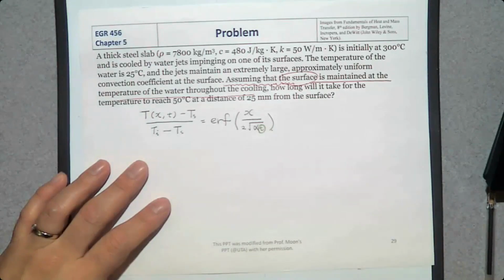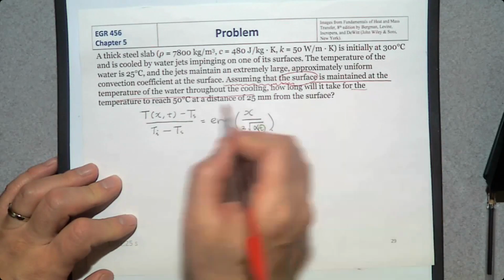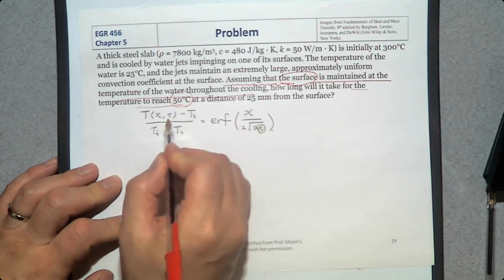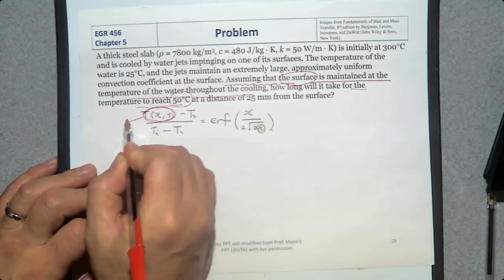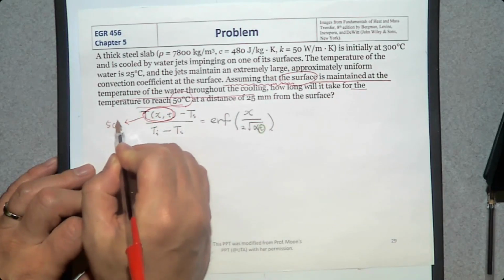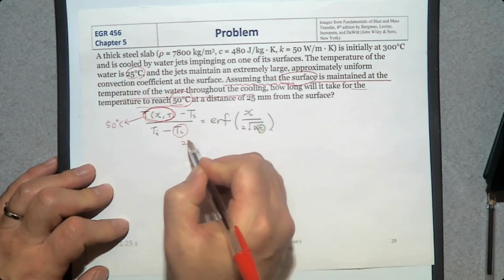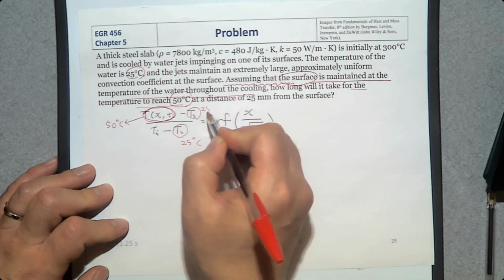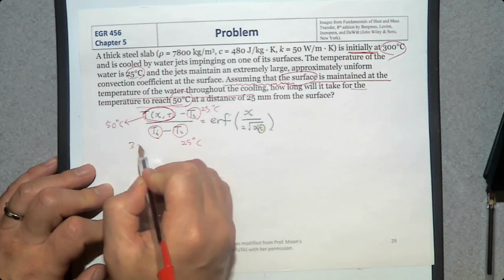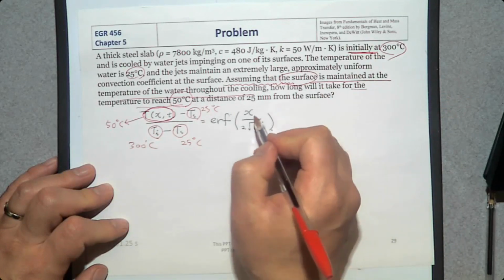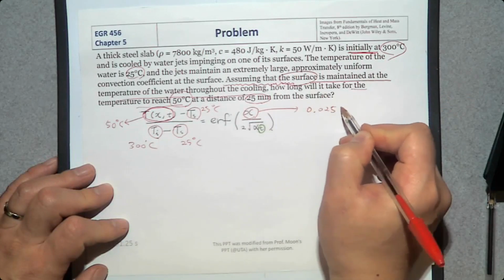Then let's see, what do we have? For the temperature to reach 50 degrees Celsius, so the temperature of the semi-solid is going to be 50 degrees Celsius. Then what is the surface temperature? Water, 25 degrees Celsius. And what is the initial temperature? 300. So this one is 300 degrees Celsius. And what is x? 25 millimeters, 0.025 meter.